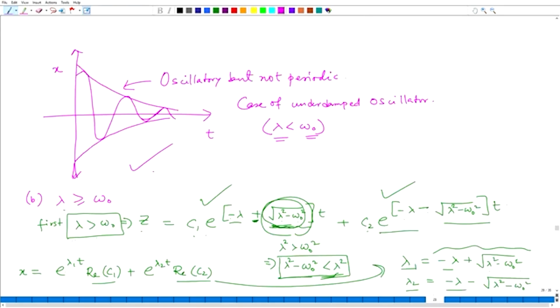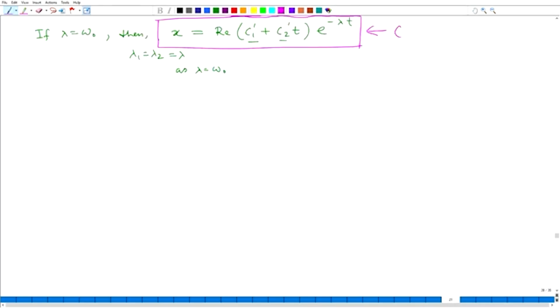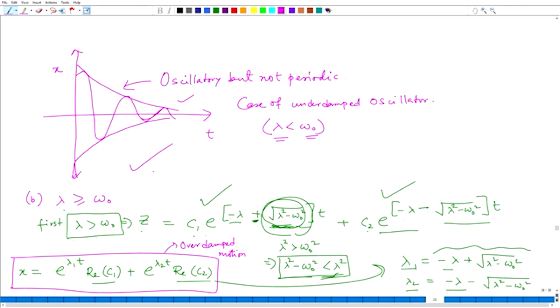I give a name to those things. I can call this case over damped motion, that was under damped, this is over damped motion, and this is called critically damped motion, or critically damped oscillator. This is over damped oscillator.